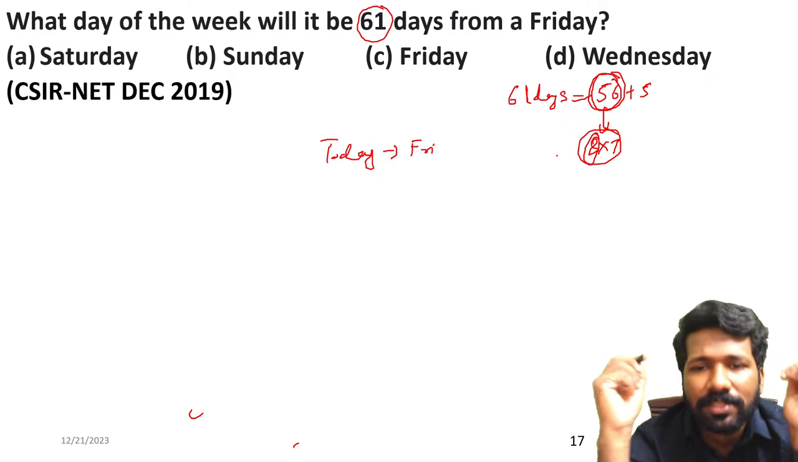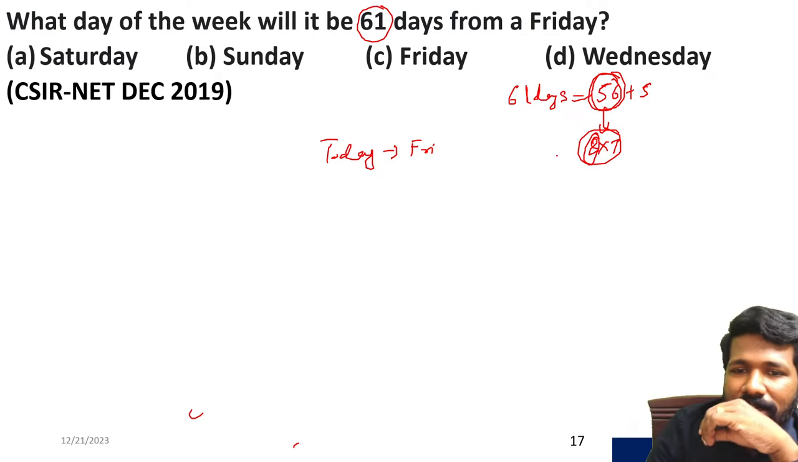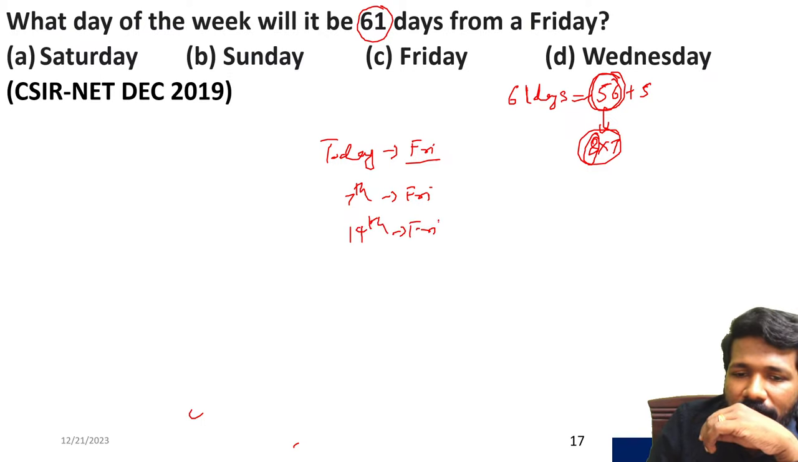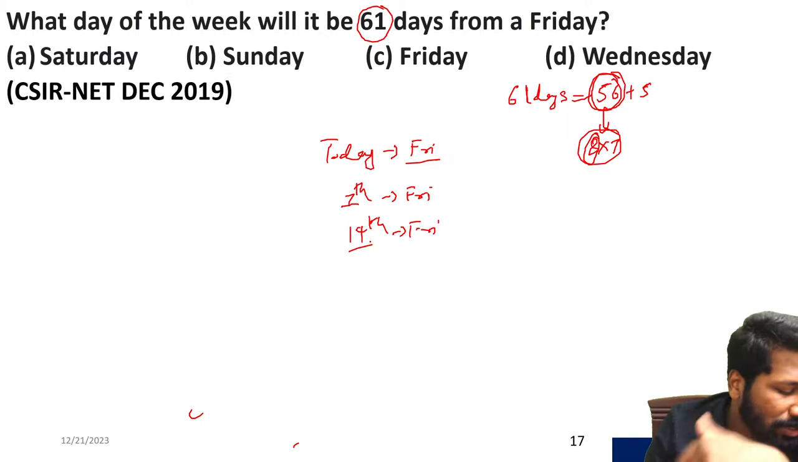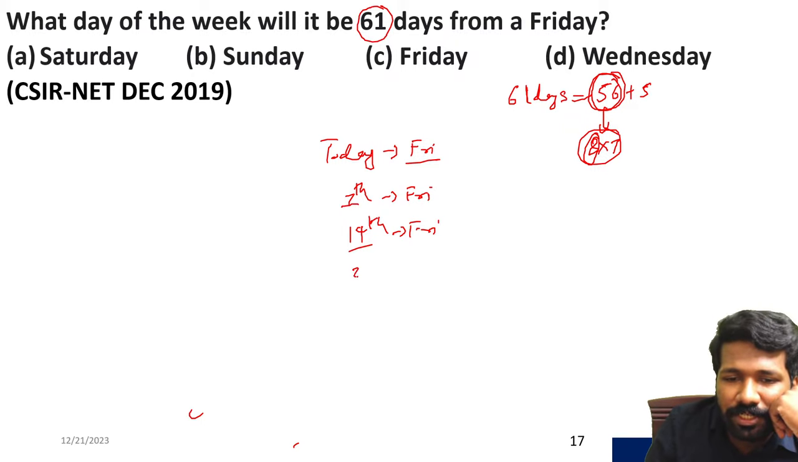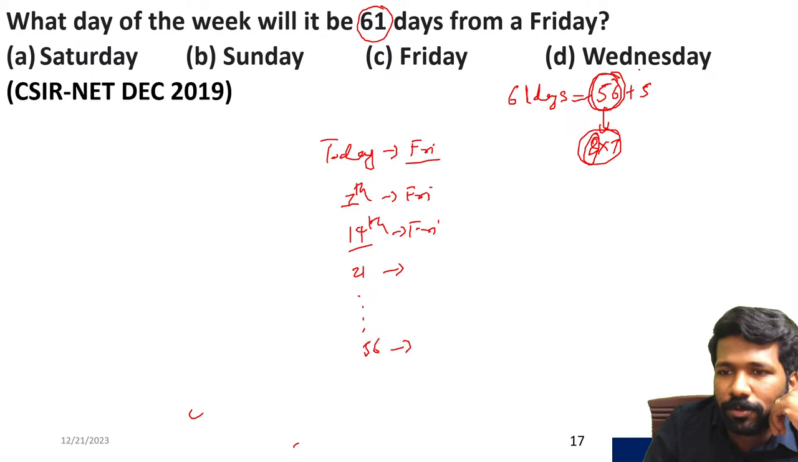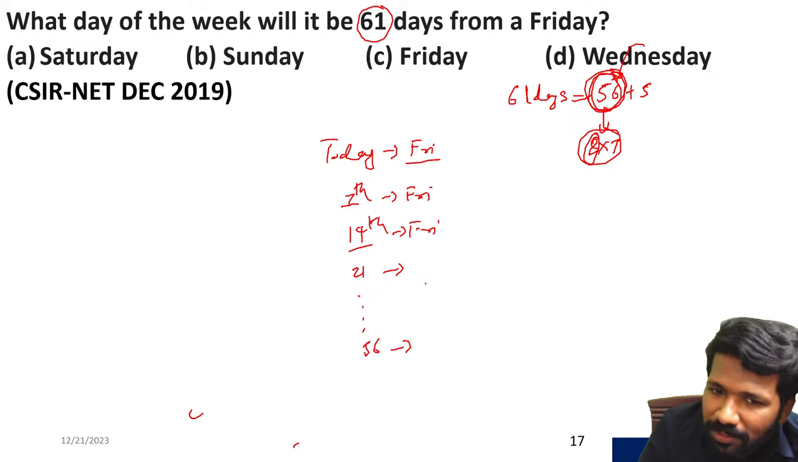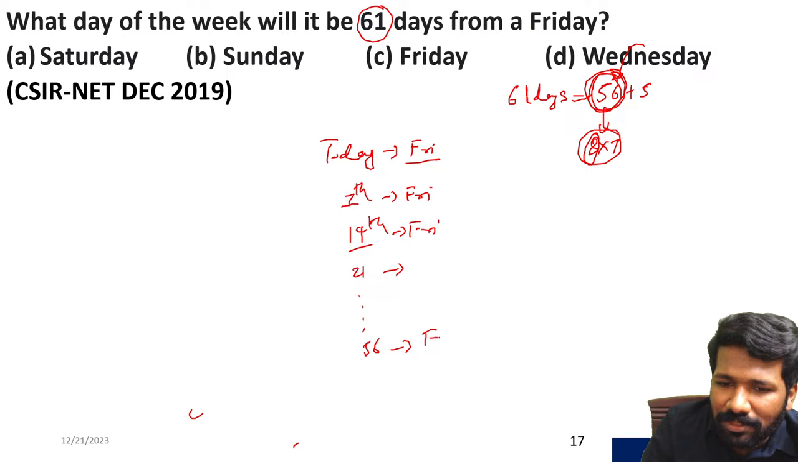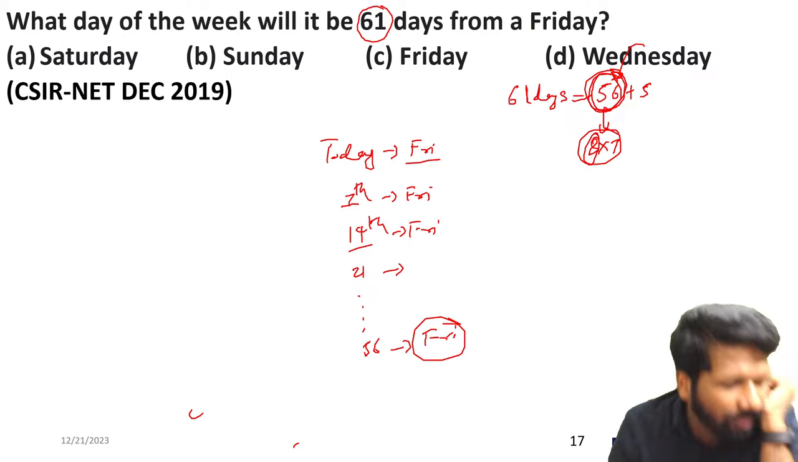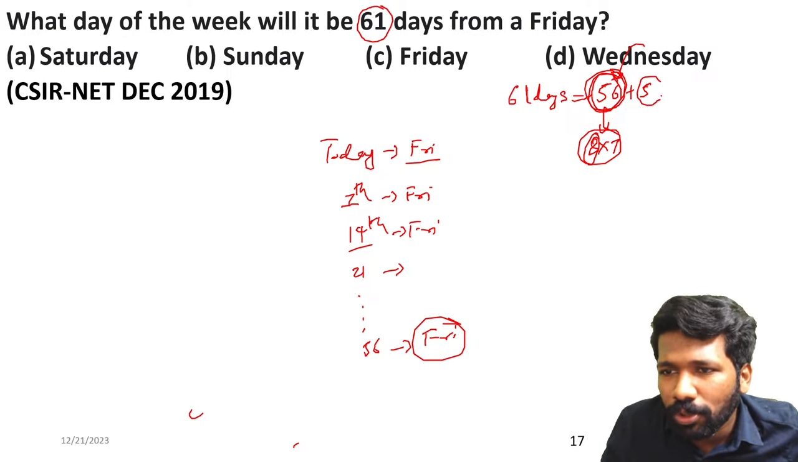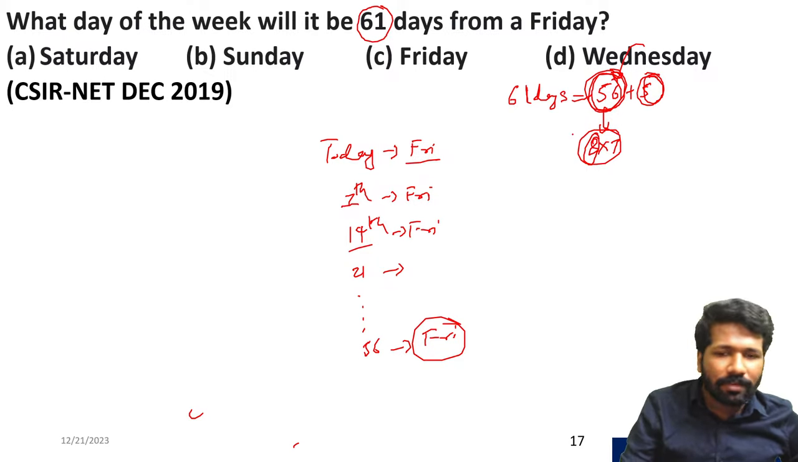Due to complete weeks, the day of the week will not change. Now, if today is Friday, the 7th day from today also is a Friday. 14th day also will be Friday, because a multiple of 7 will be the same day itself, isn't it? 21st day will also be Friday, etc., up to the 56th day. That is why this 56 is important. By 56 days, the day of the week will not change. Only by these odd days or extra days, the day of the week will change.